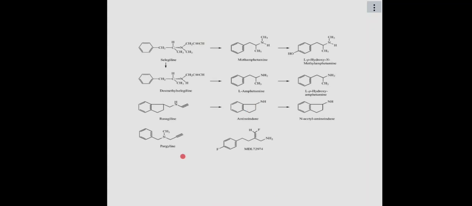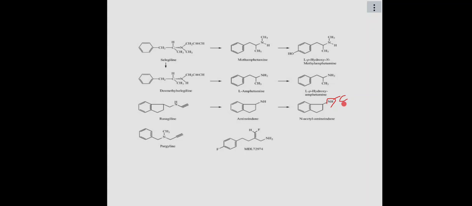So this is the same thing that we have already looked at. We had looked at selegiline going to methylselegiline, and to methamphetamine, and p-hydroxymethamphetamine, which can also go through hydroxylation. It can also go to L-amphetamine and L-para-hydroxyamphetamine. Then rasagiline can go to aminoindane, or N-acetyl. This is acetyl transferase, and this is a group which will be N-acetyl. So that was missed out.